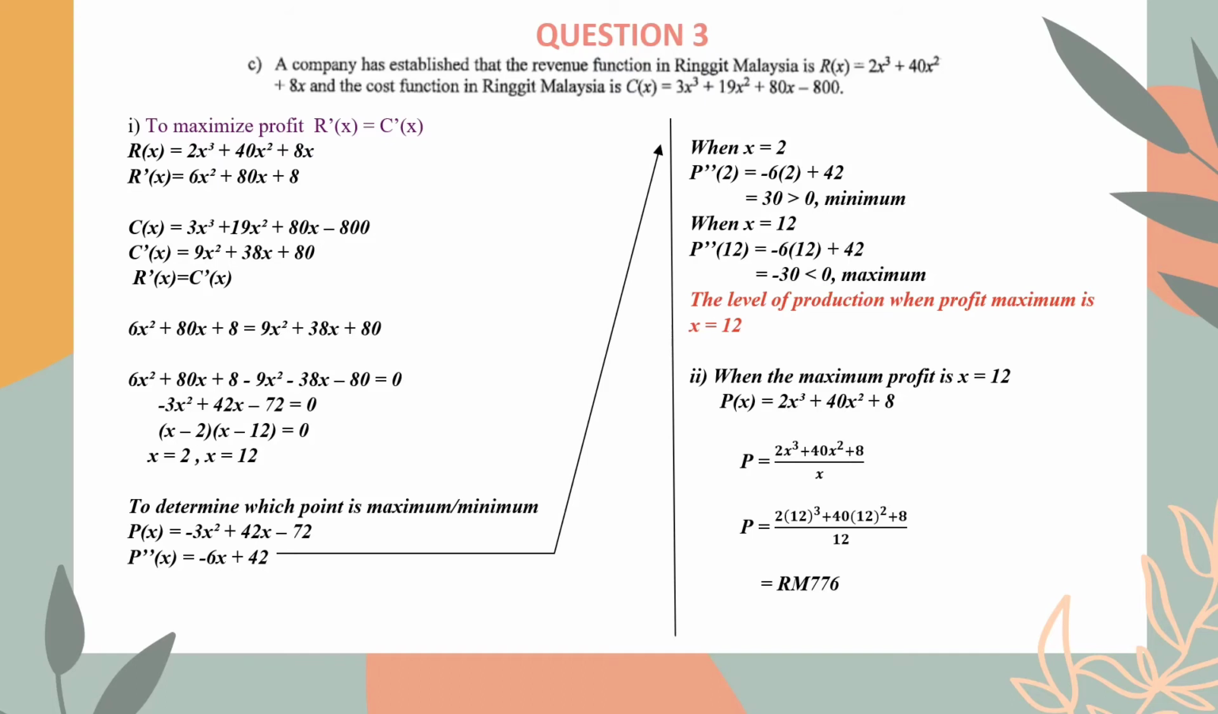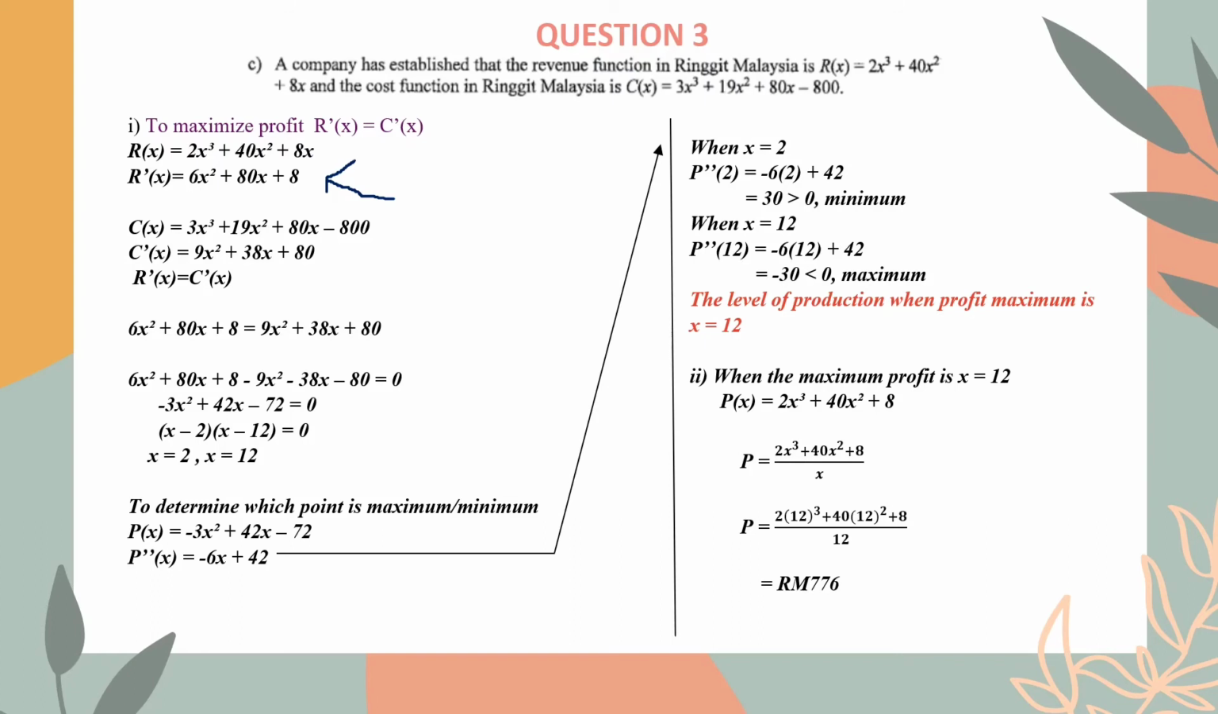As I mentioned before in the previous slide, in order to find maximum profit, we can use the formula where the first derivative of the revenue function equals the first derivative of the cost function. In this question, the revenue function is 2x³ + 40x² + 8x, and we must find the first derivative using the power rule. We will find R prime equals 6x² + 80x + 8.